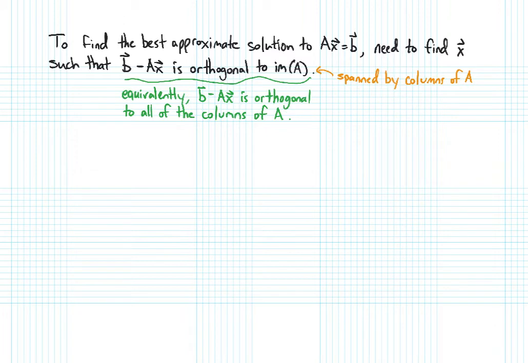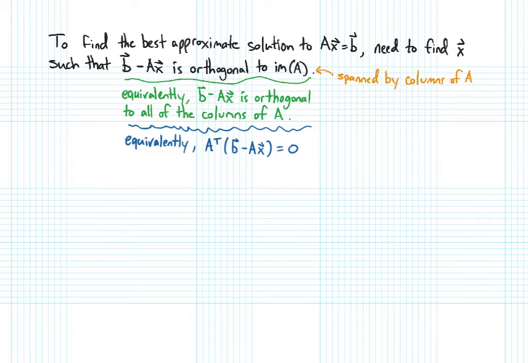Okay, so now that we've established that, we can go back to the original thing that we were trying to do, which is that we were trying to find the best approximate solution to AX equals B. And what we knew was that we could do that by finding an x such that B minus AX is orthogonal to all of the columns of A. But now we know that being orthogonal to all of the columns of A means that when you multiply by A transpose, you get 0. So now we have this nice equation that A transpose times (B minus AX) equals 0.